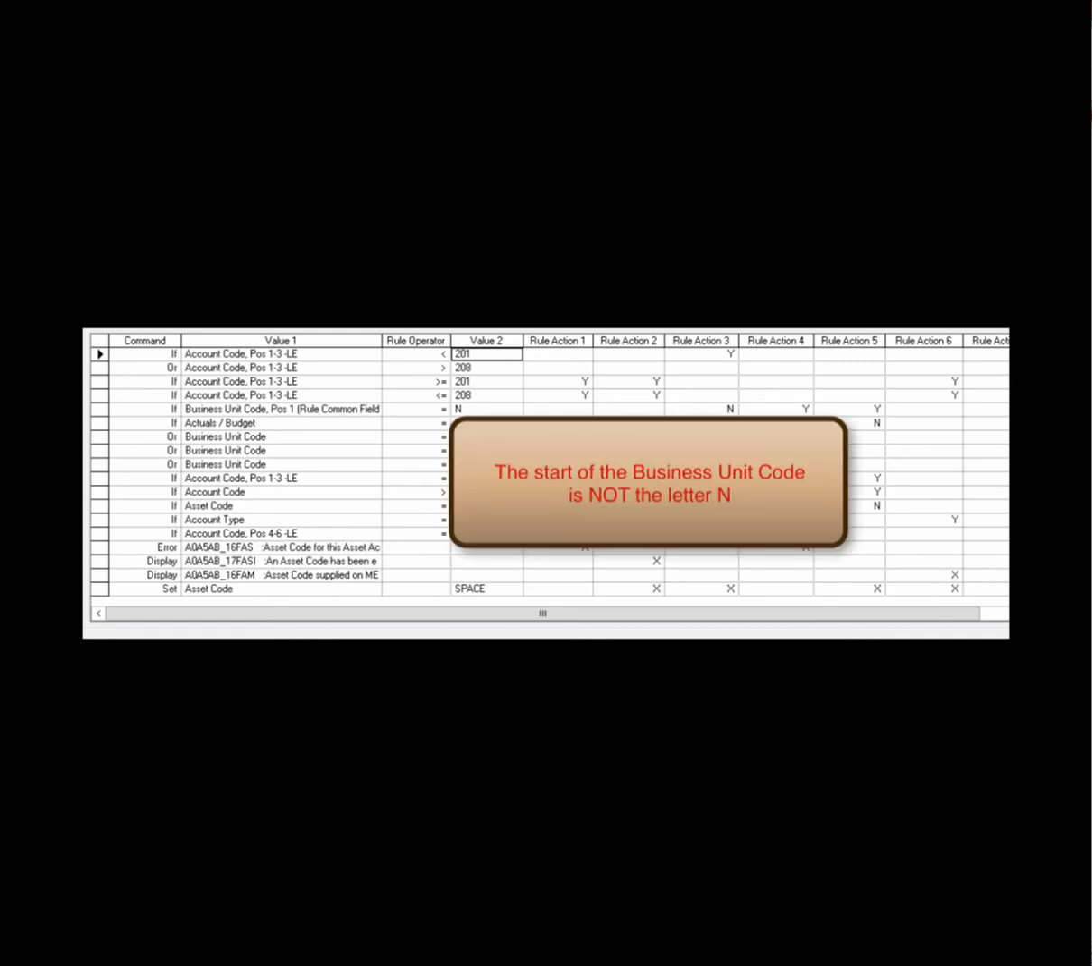This is less than 201. So this is an account like account 100 or a cash account or something of that sort. The start of the business unit code is the letter N. That would be just ADRA. NGO is what they use as their standard business code. So this is saying, is this an account less than 201, like a cash account? Yes, it is. Does it start with NGO? No, it doesn't. Okay, it is something other than ADRA.